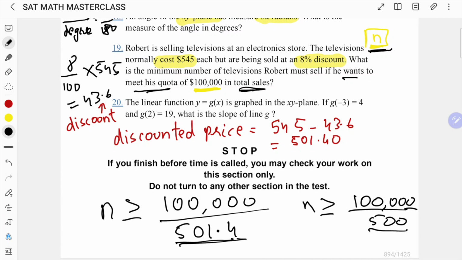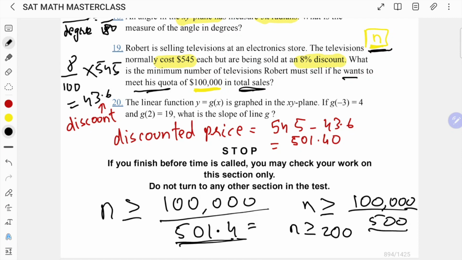Let me just remind you one more time, because if you divide this, you might get something like 200.76. This is just an example. Now you can't sell 0.76 of a TV, right? It must be a whole number. So I'm assuming that will be 500. So n must be greater than or equal to 200.